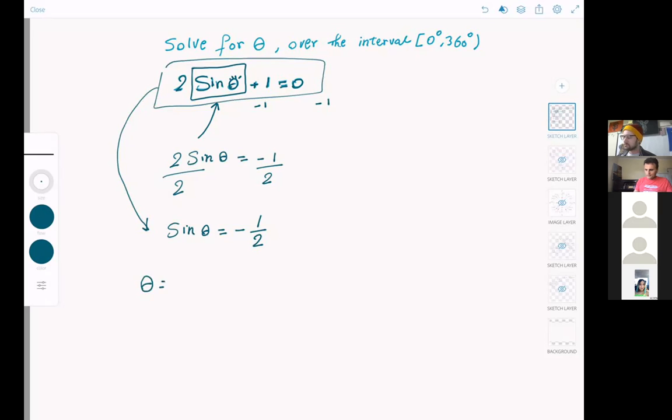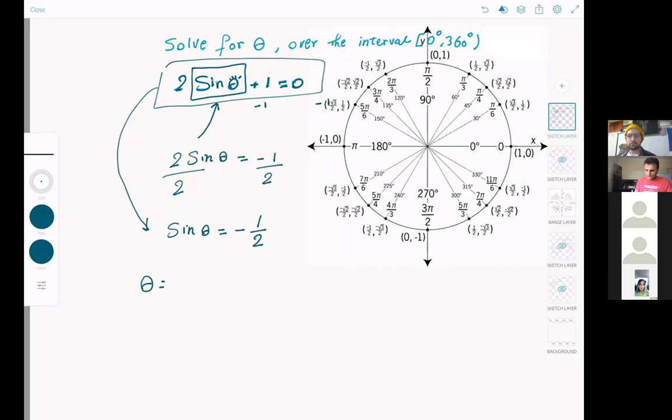We go to the unit circle. Theta should be this, -1/2, 210 degrees, and 330. In the previous example I said 7 pi over 4, but actually it is 11 pi over 6, and 330 degrees.